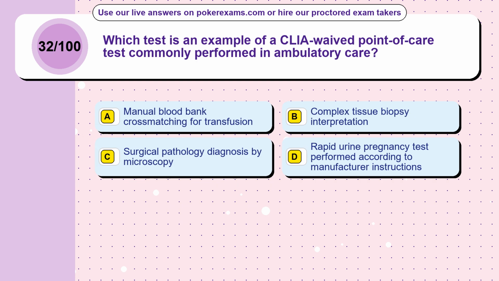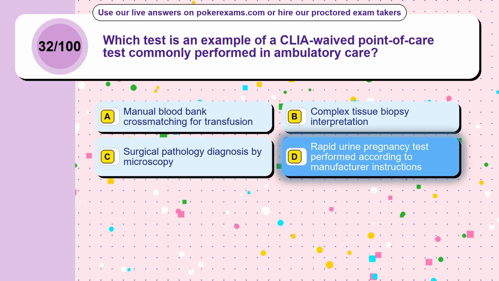Question 32. Which test is an example of a CLIA-waived point-of-care test commonly performed in ambulatory care? Option A, manual blood bank cross-matching for transfusion. Option B, complex tissue biopsy interpretation. Option C, surgical pathology diagnosis by microscopy. Option D, a rapid urine pregnancy test performed according to manufacturer instructions.